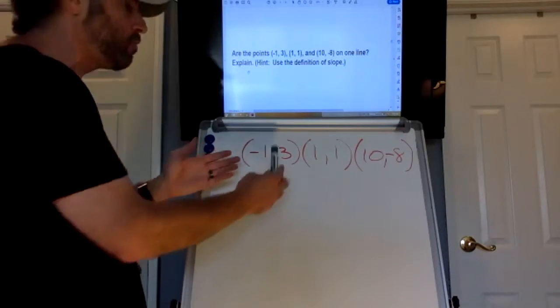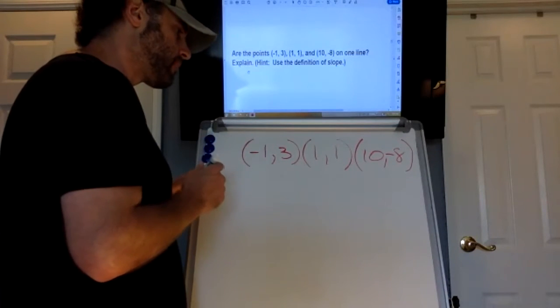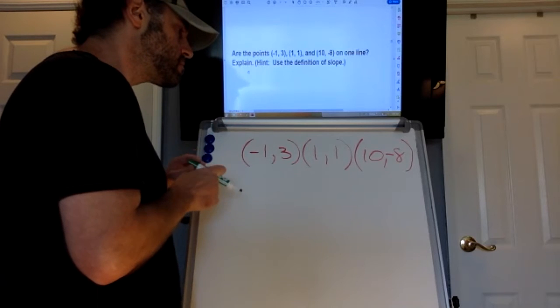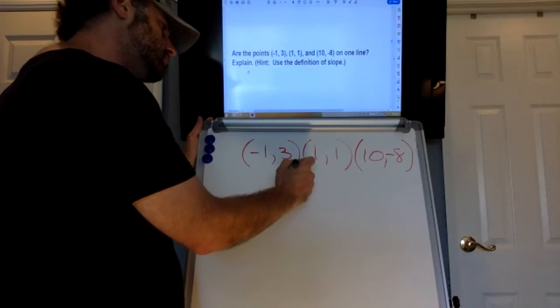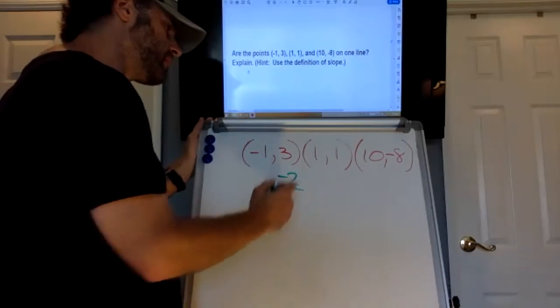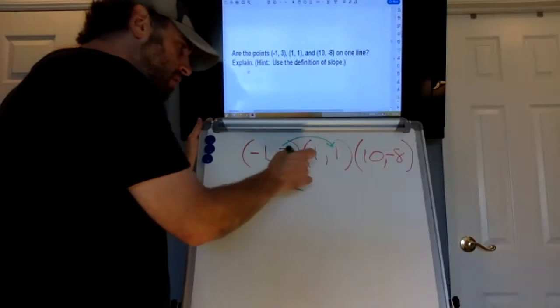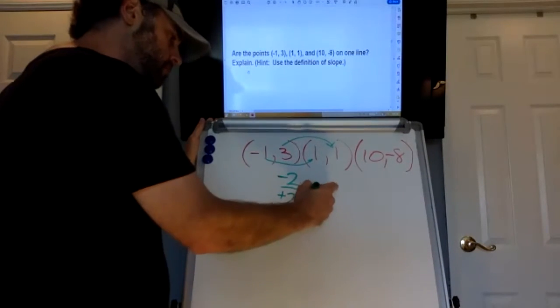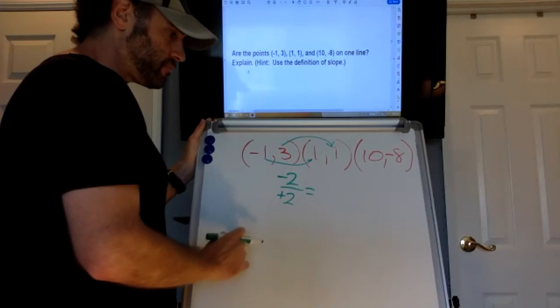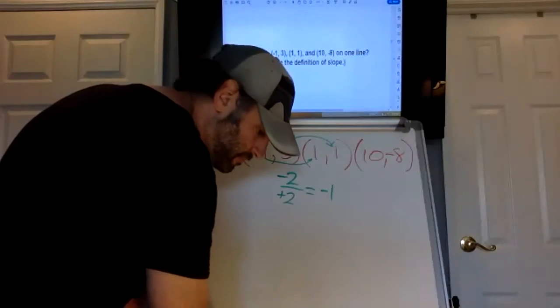Go ahead, Jasper. What was your rate of change between the first 2 points? My rate of change between the first 2 points was -2 over 2. It goes down 2, and this one goes up by 2. So it would just be -1. Any questions about that?